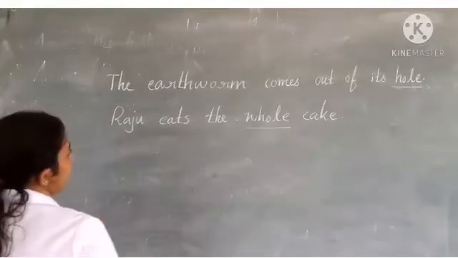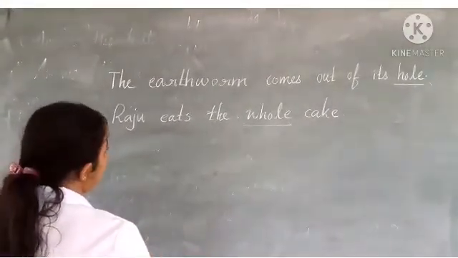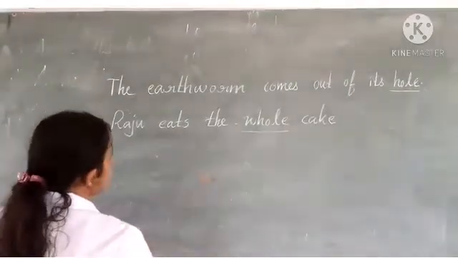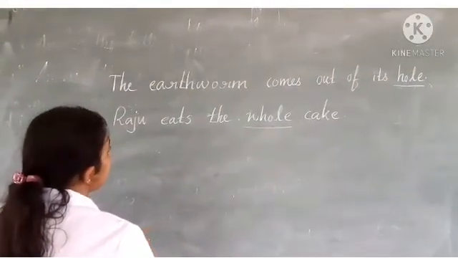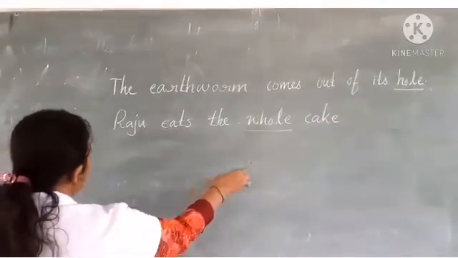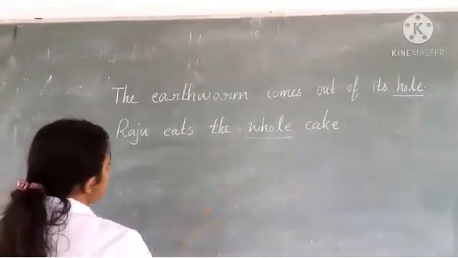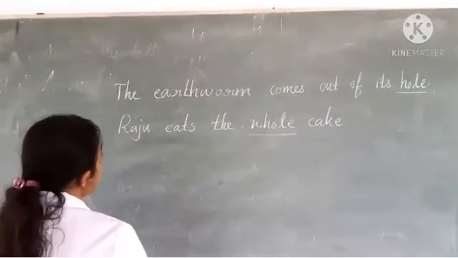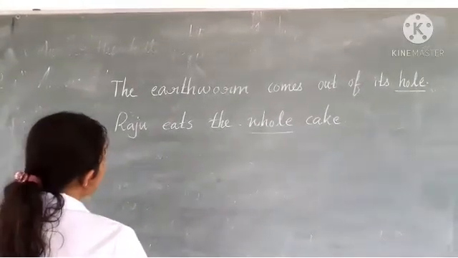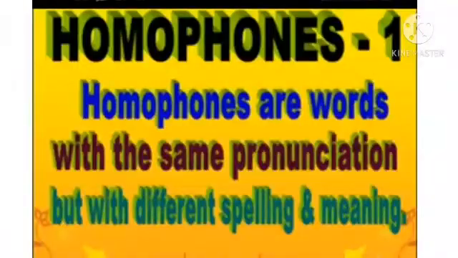In the first sentence, H-O-L-E, hole means the living place of the earthworm. In the second sentence, Raju eats the whole cake. Here whole means complete. So both the words we pronounce in the same way but they have different meaning and different spelling. Such words we can call homophones. Homophones are words with the same pronunciation but with different spelling and meaning.